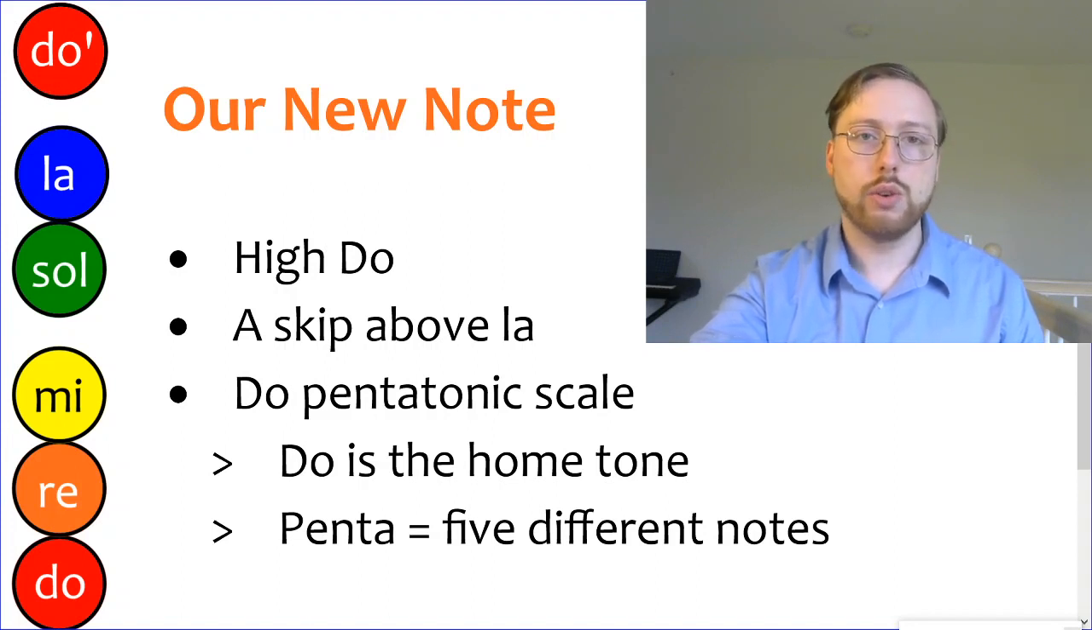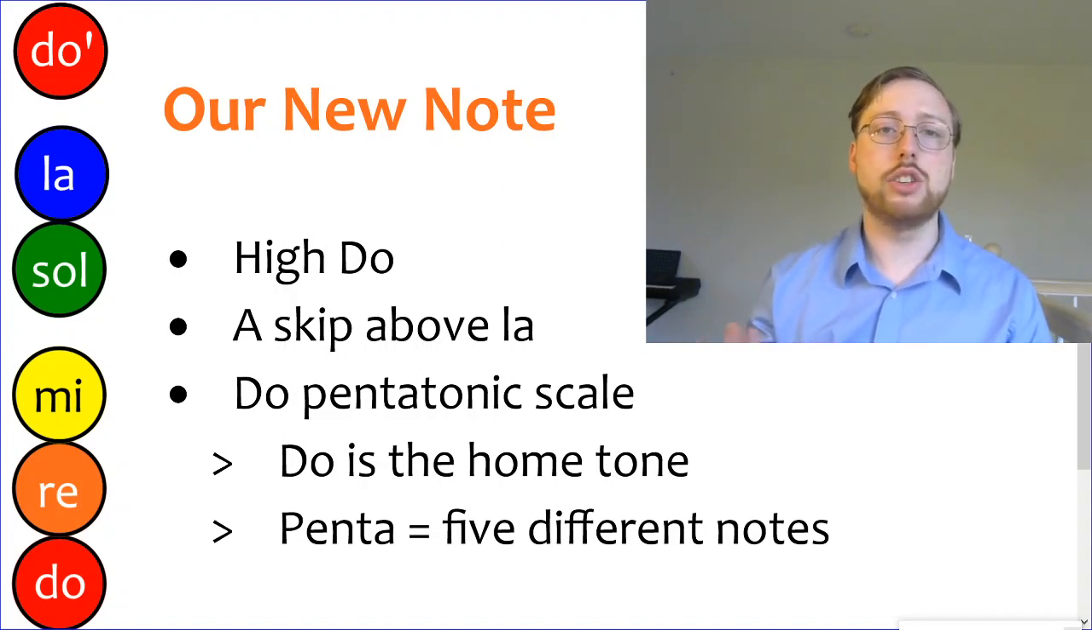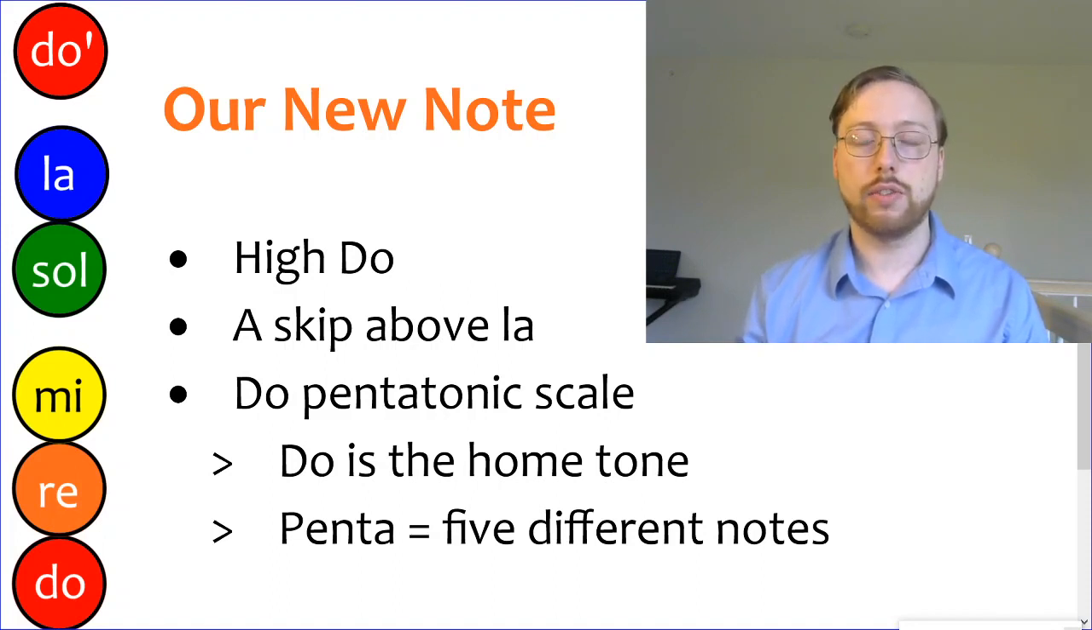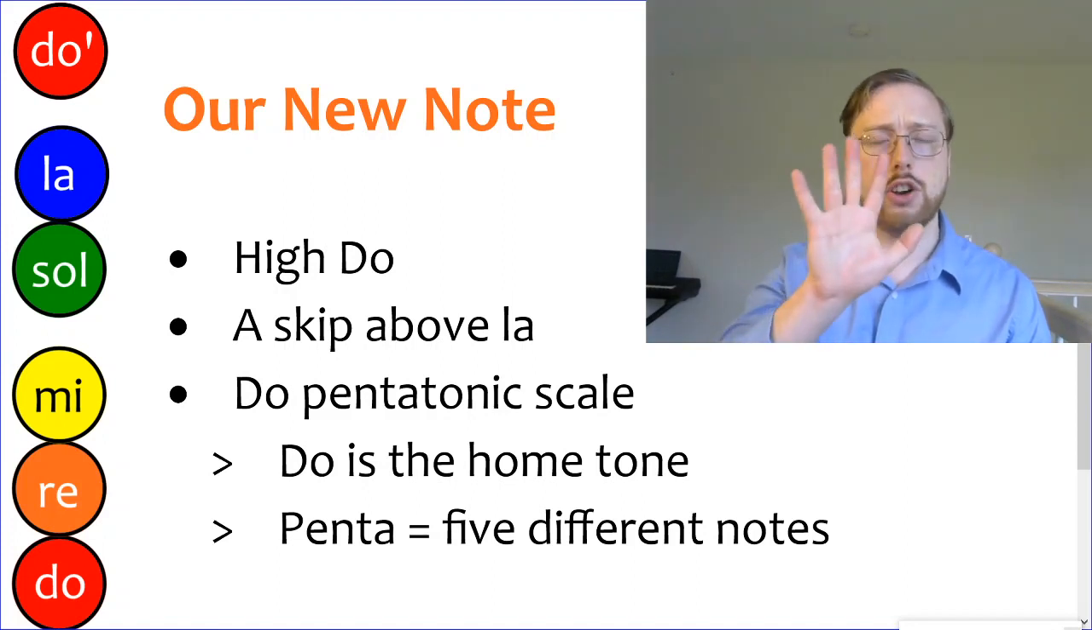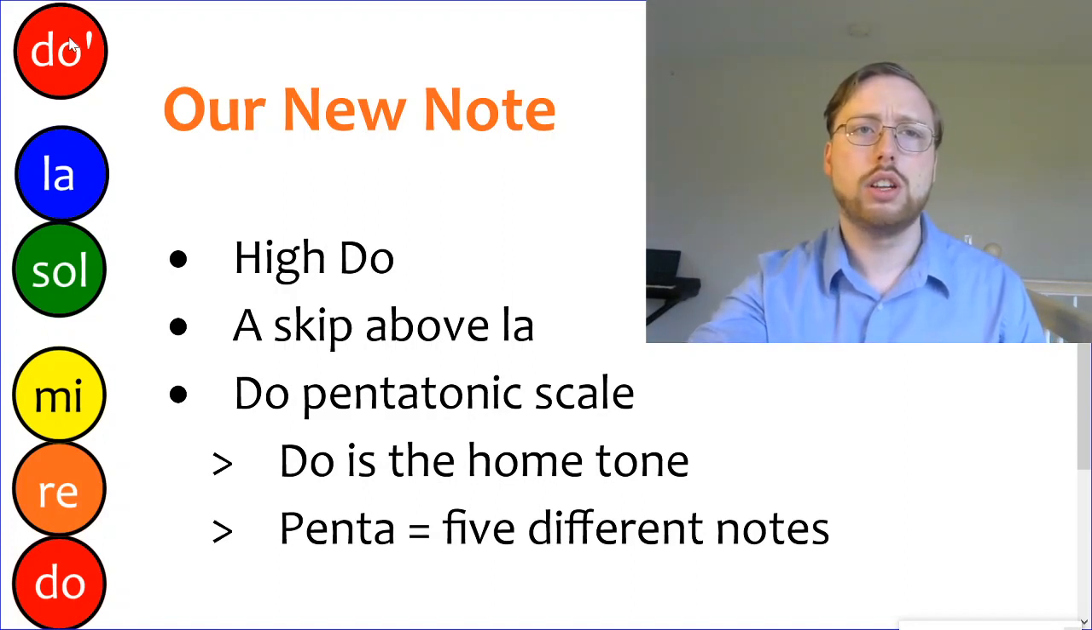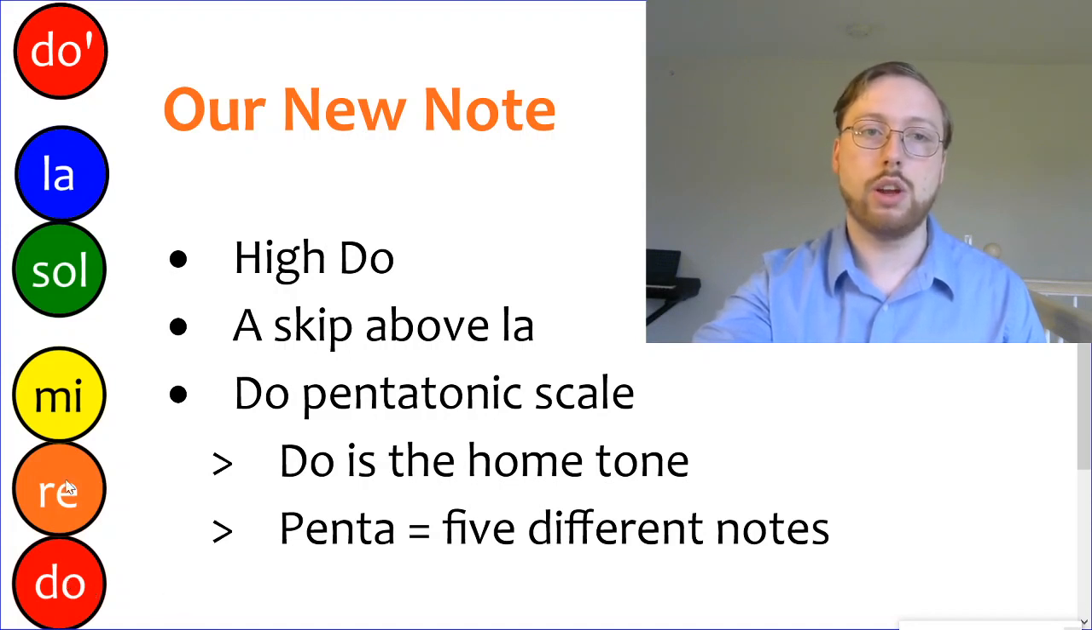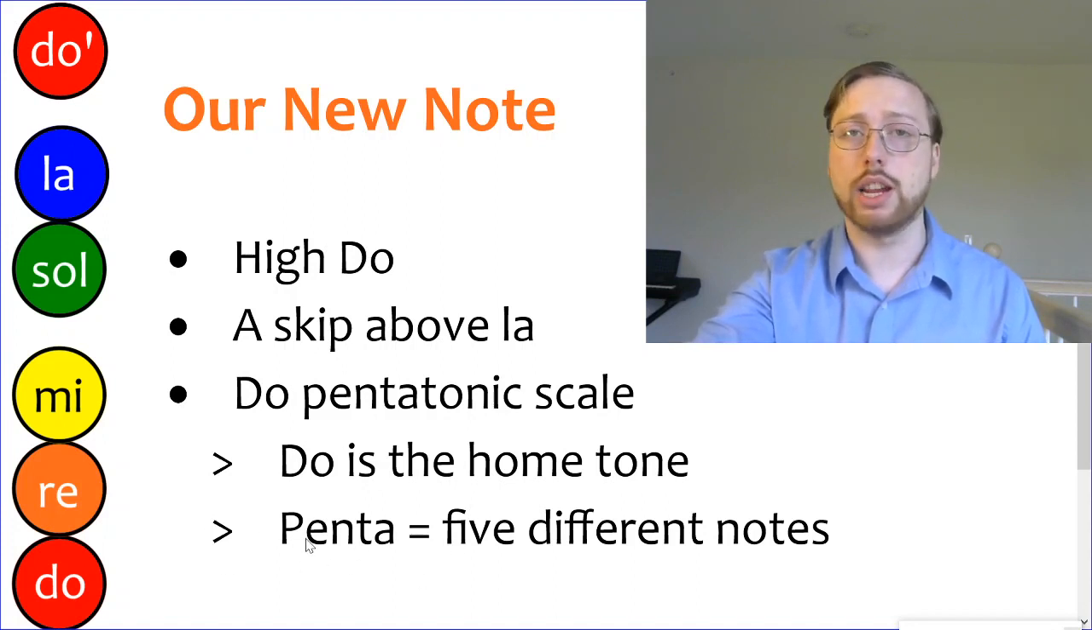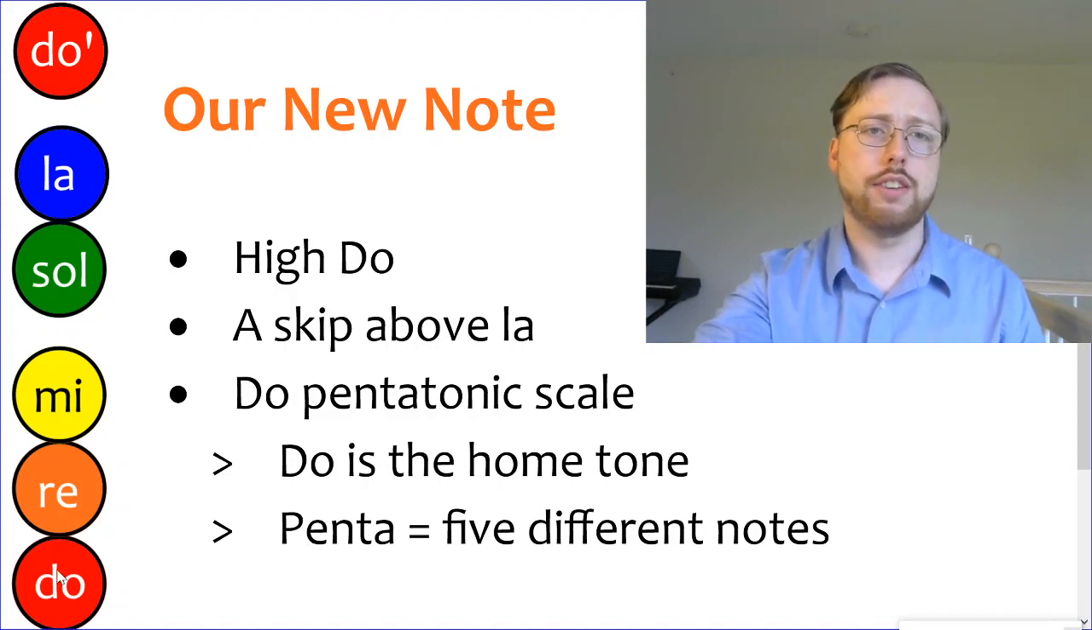Our scale, though, is still the same. It is still a do pentatonic scale. Do is still the home tone, and we still only have five different notes. Even though we have two do's, we don't count the same named note twice. So we still only have one, two, three, four, five different notes. Remember that five means the prefix penta, like pentagon means a five-sided shape.